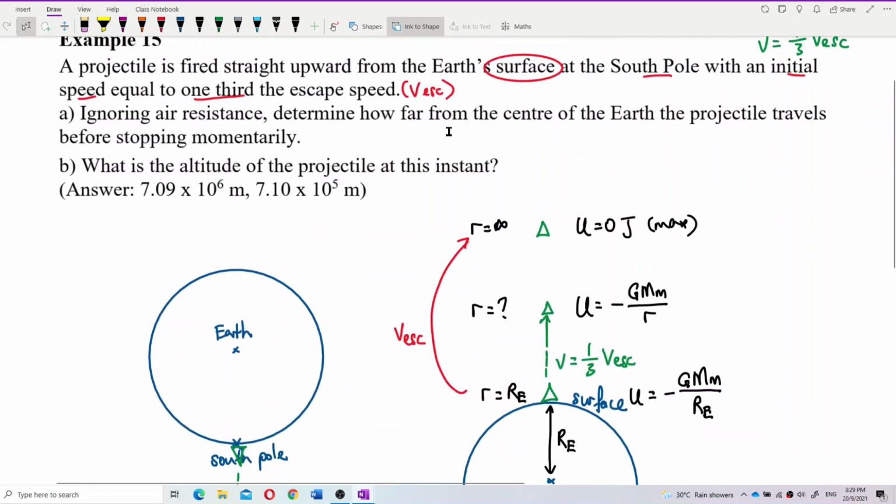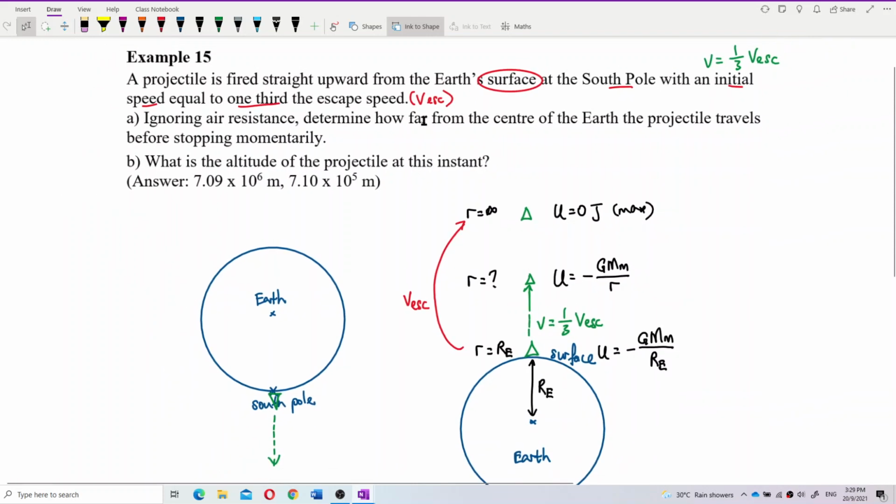Now the question is, how far from the center of the Earth does the projectile travel before stopping momentarily? That means this question asks about the R. You need to know the R from the center. This is the R, not the altitude. Altitude is from the surface, but this one asks from the center. So he needs the R.